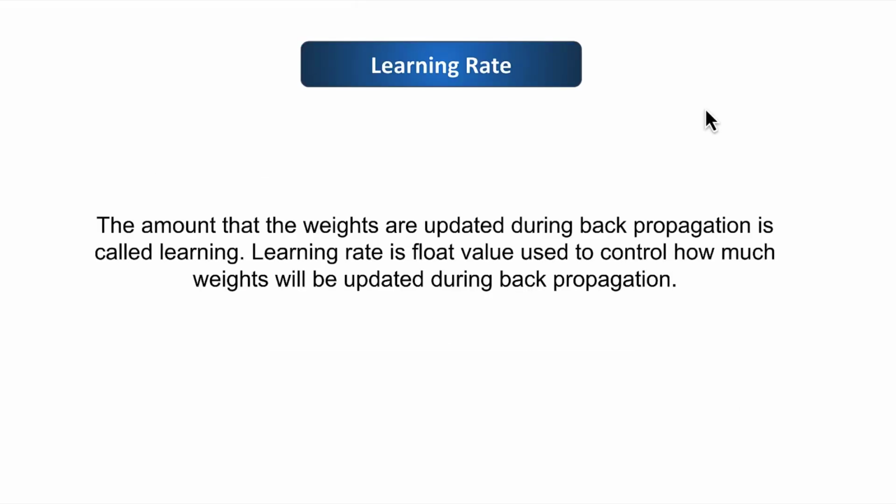And after backpropagation, the next important thing is called learning rate. Learning rate is a float value used to control how much weights will be updated during backpropagation. As during backpropagation we are updating the weights, there we are using this float value, and its role is to control the amount by which those weights will be updated. So during our model training process, you are also going to set the value for this learning rate.